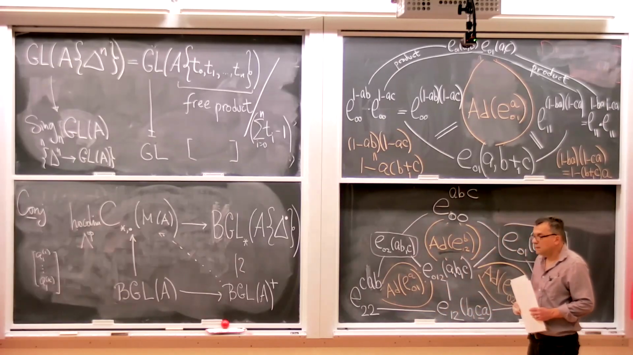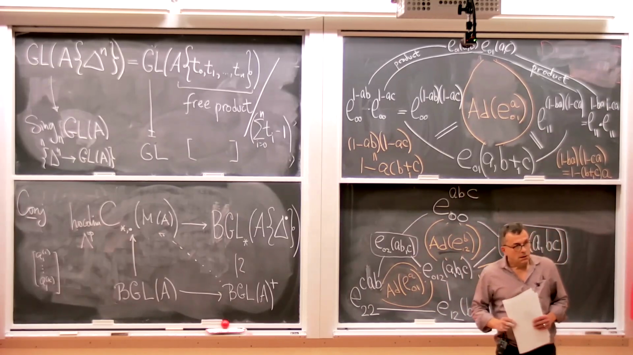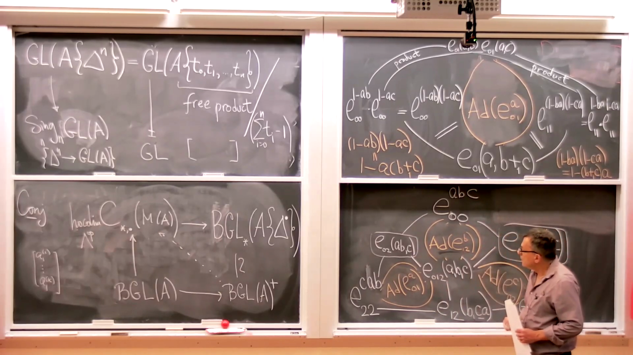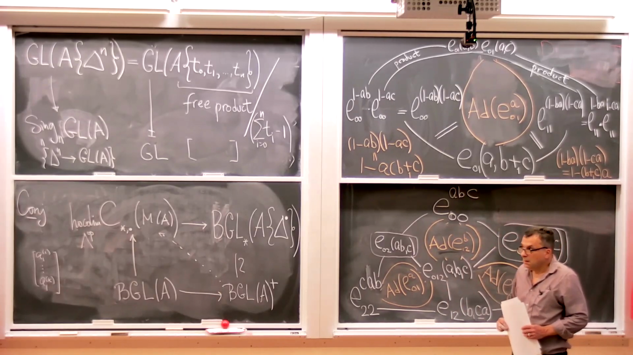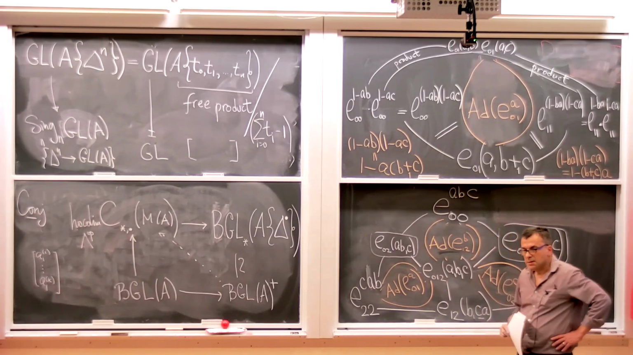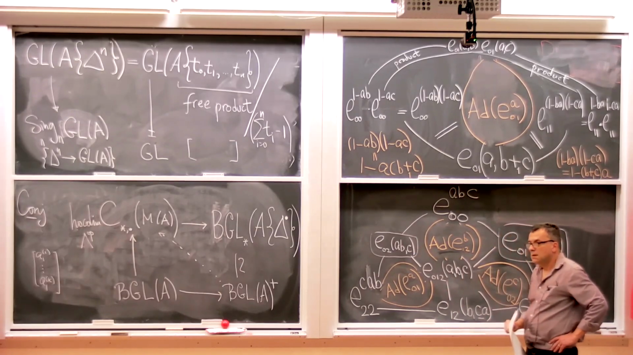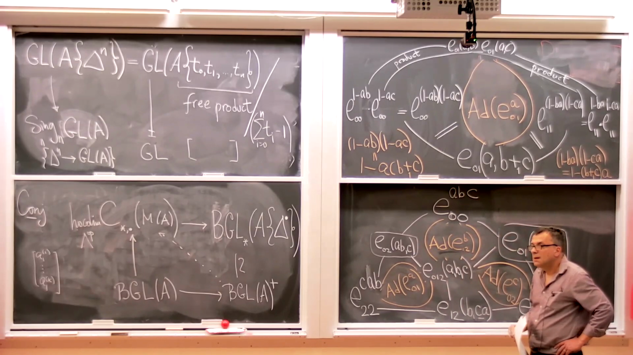So what you're saying is that in this multiplicative form of the cyclic, yeah, you are computing the algebraic process. At least some piece of it, yes. Pardon?